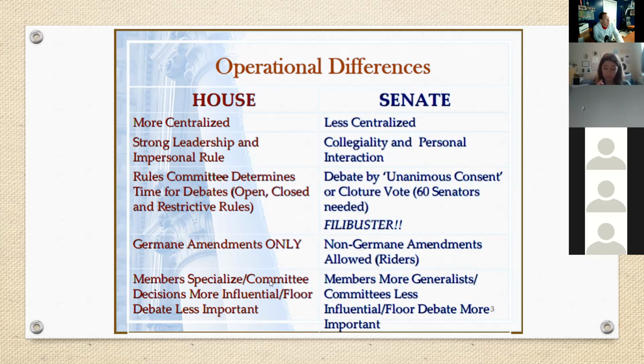Okay. Committee work, like I said before, is really most important in the House of Representatives. Floor debate is less important. They do most of their work in the committees. They do a lot less work on the actual House floor.